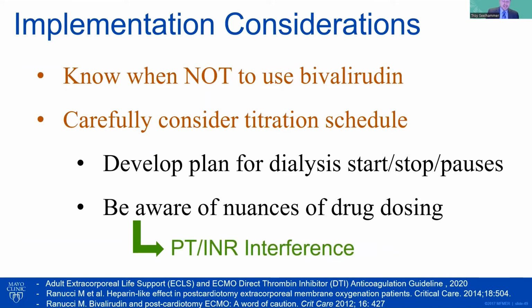INR interference, this is worth noting. When you draw an INR in a patient receiving bivalirudin or other DTIs, you expect to see the INR to be artifactually elevated. This is a reagent issue. It's not actually causing an increase in prothrombin time. It's just artificial in the laboratory assay itself. So don't be alarmed when you see the INRs come back at 1.3 to 1.5, which is the expected amount of elevation that you see with an appropriately anticoagulated patient on bivalirudin.